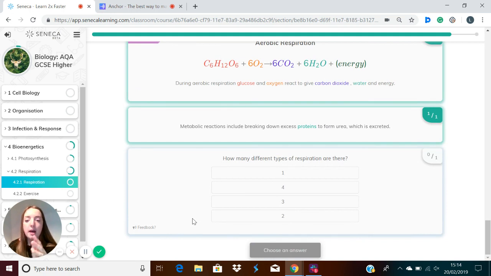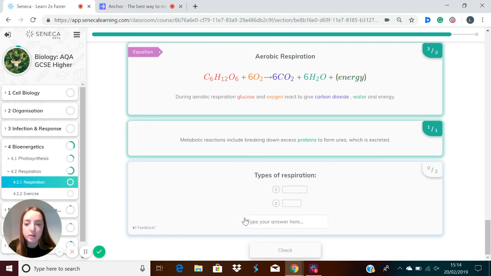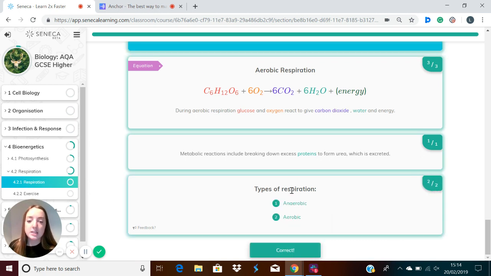So can you remember how many different types of respiration we've talked about? We've got aerobic respiration and we've got anaerobic respiration. So that's 2. As I just said, we've got anaerobic and we've got aerobic. So anaerobic is without oxygen.